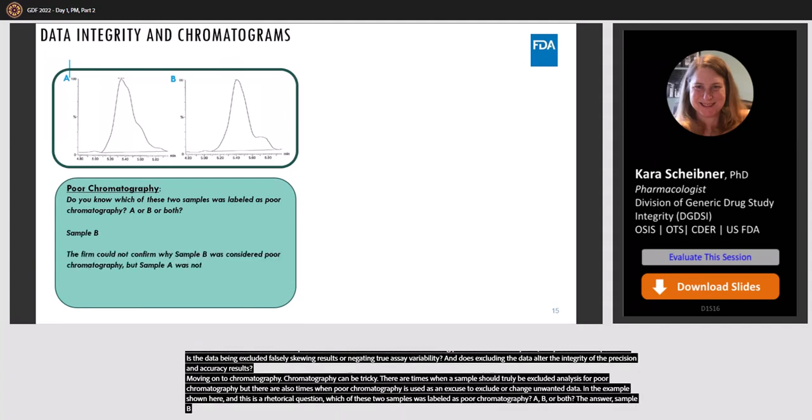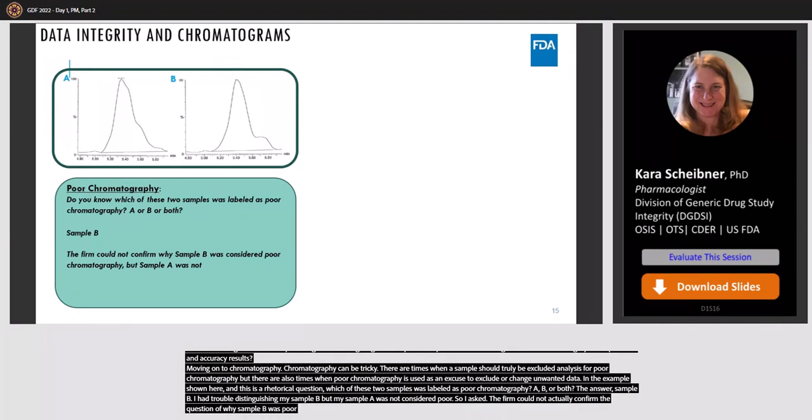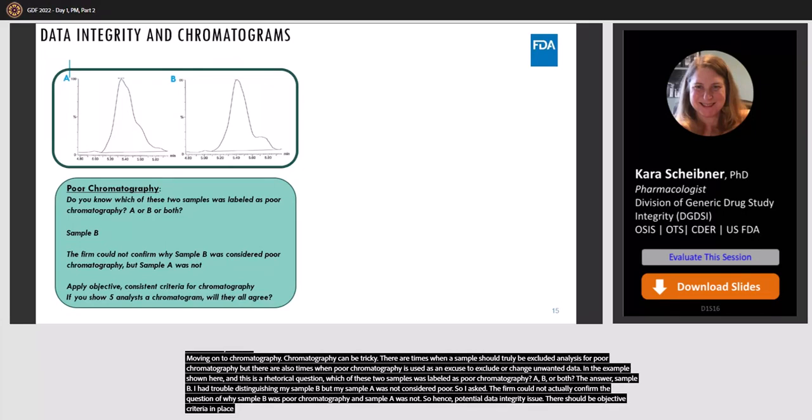I had trouble distinguishing why sample B but not sample A was considered poor, so I asked. However, the firm could actually not answer the question of why sample B was poor chromatography and sample A was not, hence a potential data integrity issue. There should be objective criteria in place and used to establish and identify a sample as poor chromatography. A great experiment: show 5 different analysts chromatograms. How many of the 5 will give you the same answer and the correct answer?